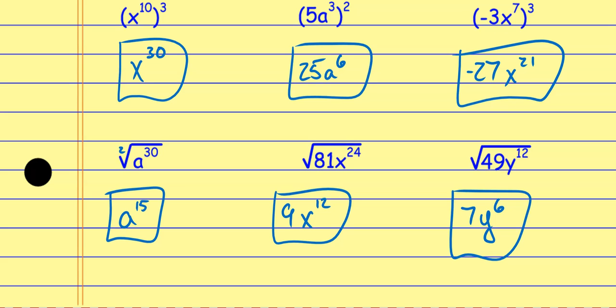And then the rest of these, when we're adding, subtracting, the variable part stays the same. When we multiply and divide, multiplying, we add the exponents. Divide, we subtract the exponents. When we raise to a power, we multiply the exponents. And when we take the square root, we divide the exponents. Okay?